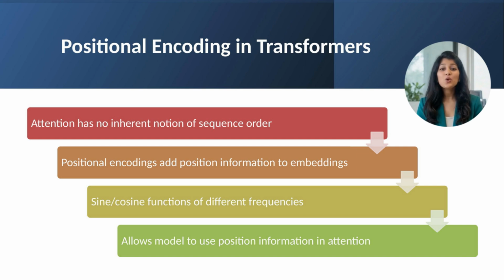Why this particular encoding? Several nice properties. It's deterministic and doesn't require learning. The function can extrapolate to sequence lengths longer than seen during training. The dot product between positional encodings of different positions reflects their relative distance. Close positions have similar encodings.